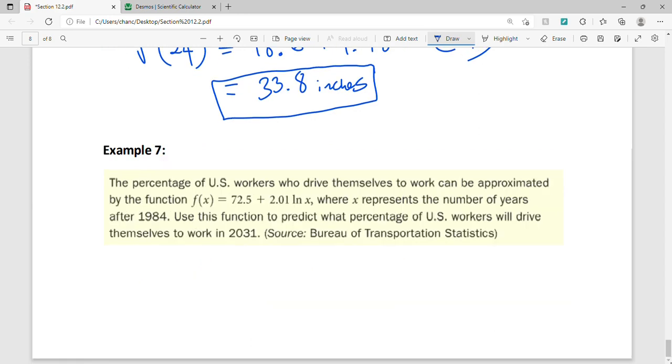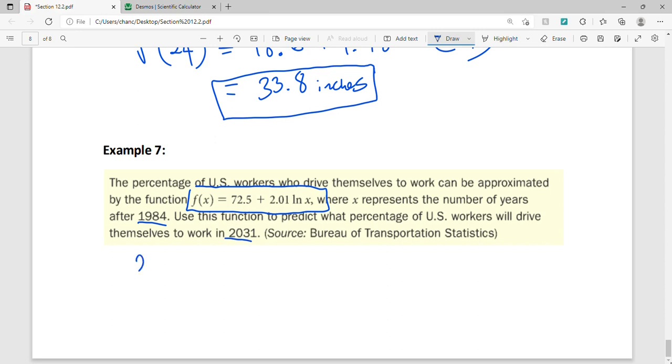In example 7, the percentage of U.S. workers who drive themselves to work can be approximated by the function f of x equals 72.5 plus 2.01 times the natural log of x, where x represents the number of years after 1984. Use this function to predict what percentage of U.S. workers will drive themselves to work in 2031.